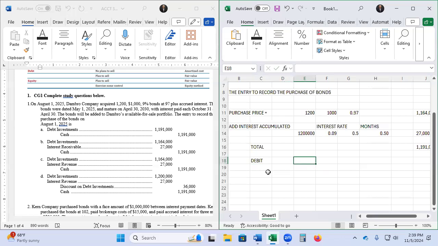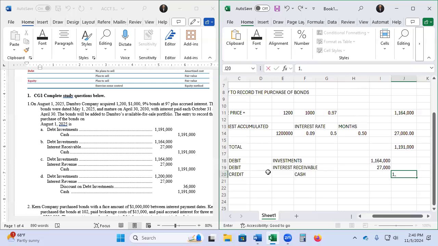So we would have a debit to investments of 1,164,000. And then a debit to interest receivable for 27,000. And a credit to cash for 1.191 million. Okay, and so that is answer C.